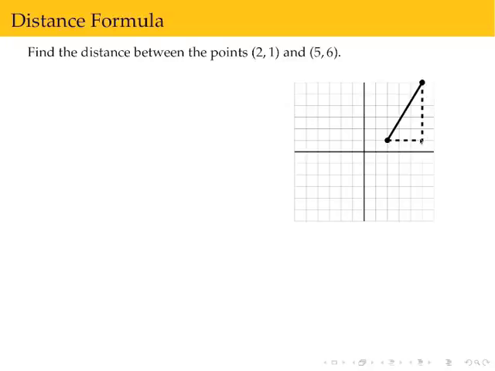The length of this leg is 3. The length of this leg is 5. And then I have enough to use the Pythagorean theorem. The hypotenuse has to be the square root of 3 squared plus 5 squared, which if I calculate that, I get the square root of 34.